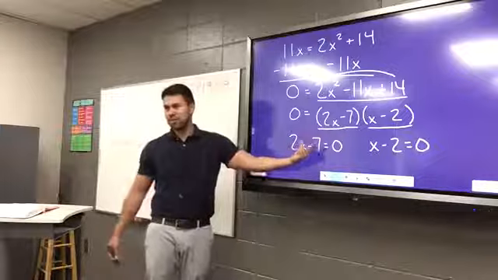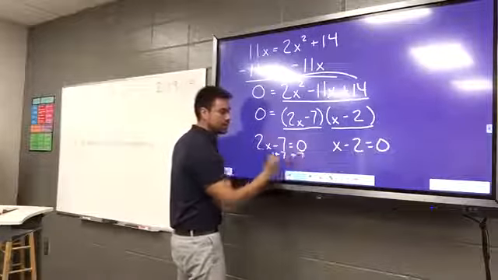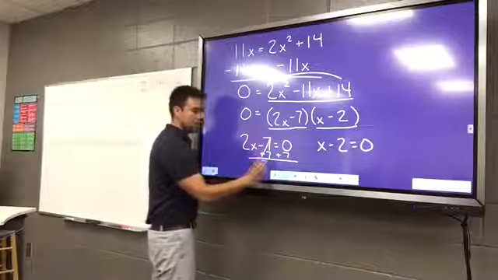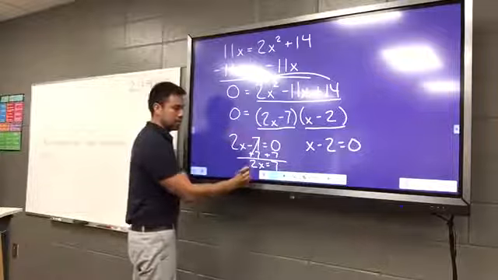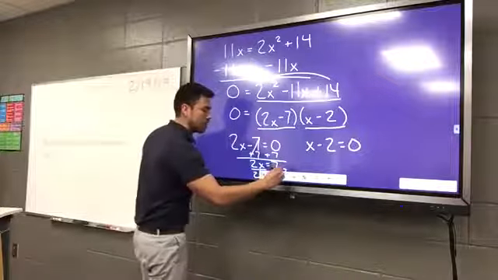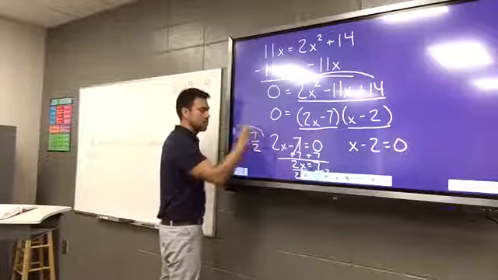You're going to add 7 to both sides. To add 7, you get 2x equals 7. What do you do last? Divide by 2. You get x equals 7 halves.